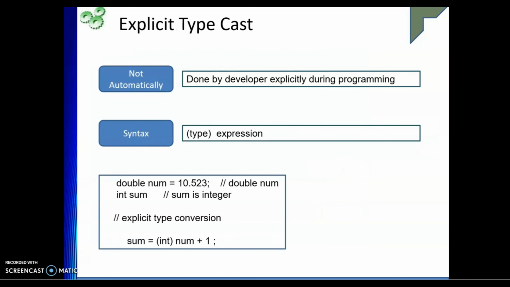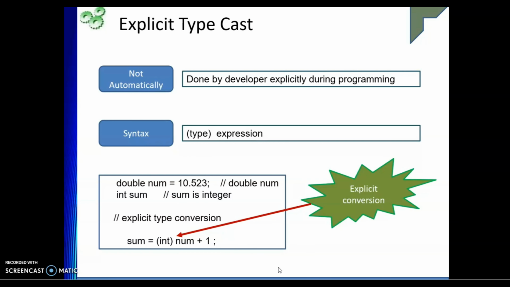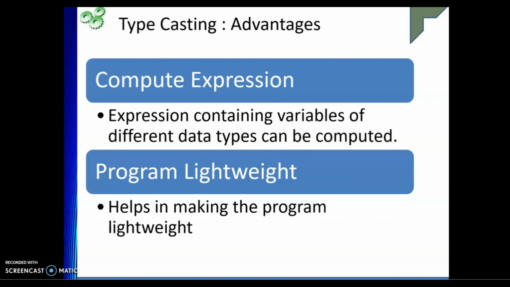Then we saw explicit typecast, which is done by the developer or programmer itself during the programming itself. Then the syntax is (type name) expression. So I have a double like 10.52. Then simply I will be converting, I will just write int of num plus 1. So the integer value of this is 10, so 10 plus 1 will give me 11. So we have this explicit conversion, and this is the value that we got. Yes, so advantages, we can compute expressions, right?